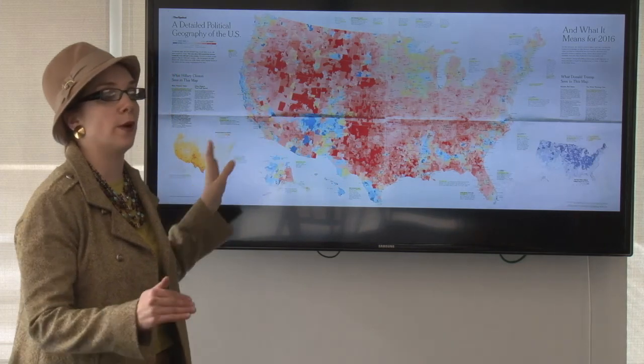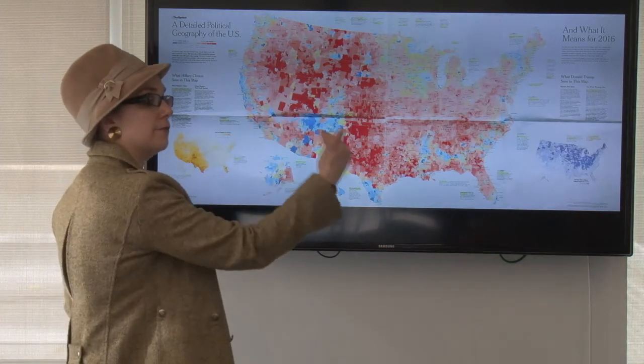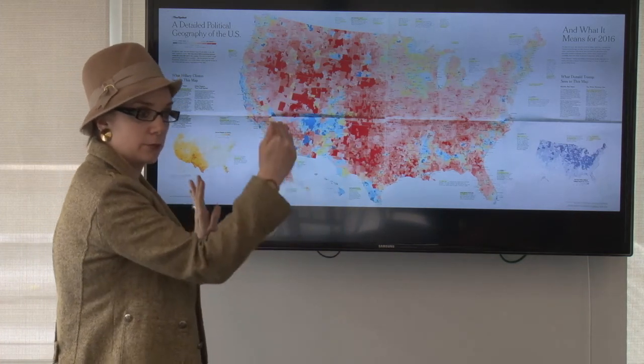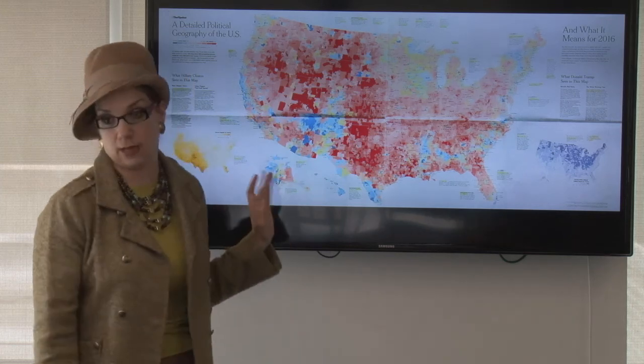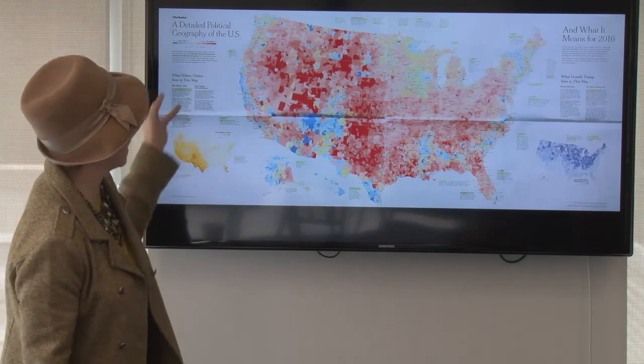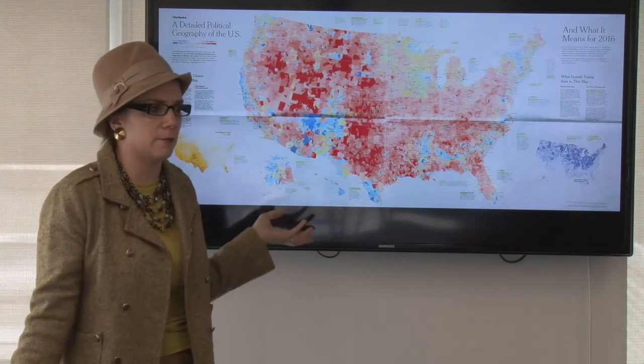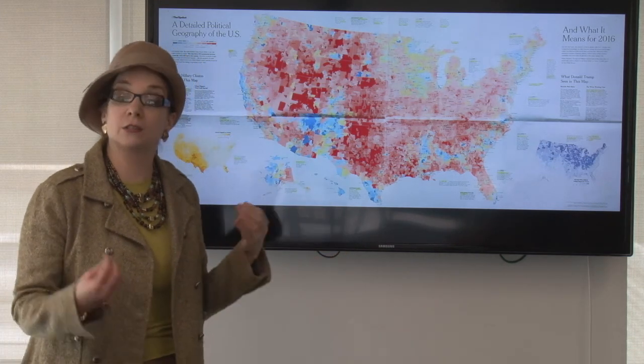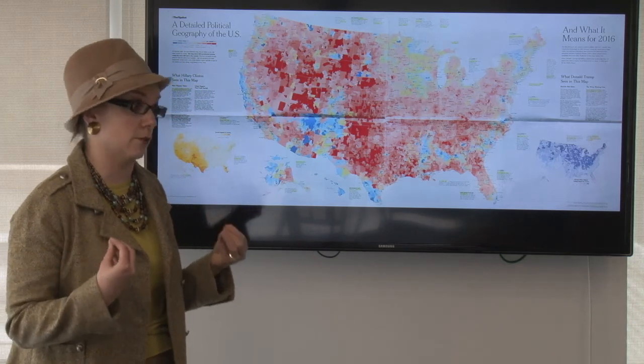Anything that was between 55% Obama and 55% Romney, so somewhere swinging in the middle, is yellow. That's what yellow is. Yellow is sort of up for grabs. So if you look at this map and it's really a lot of red, you're like, well, how did Obama win the 2012 election? And the answer is because in the United States, people vote, acres don't vote.